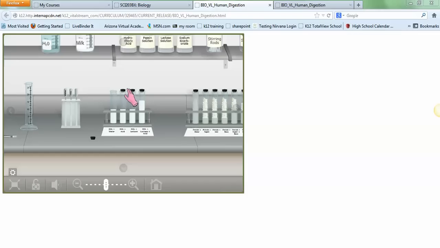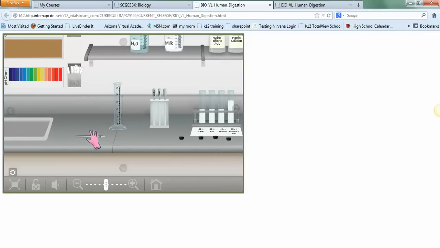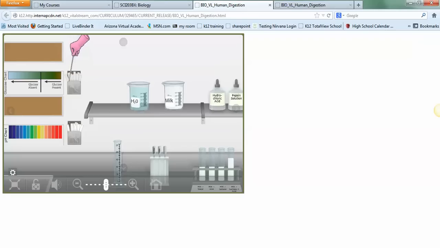First thing I'm going to do is remove the stoppers from the test tubes on my milk experiment. And we're going to test to see whether or not glucose is present. If you remember from reading the lab, glucose will be present after lactase has interacted with it to separate the sugar from the milk. And so we're going to take our test strip, dip it into our milk.